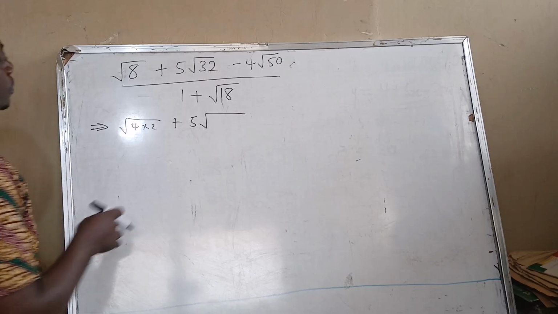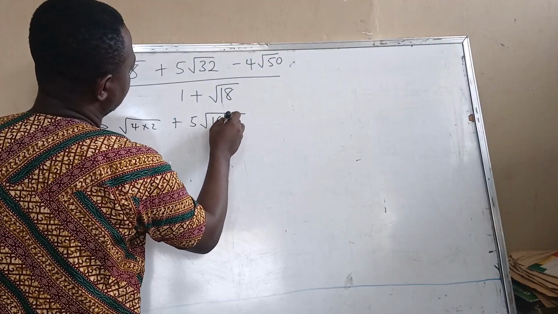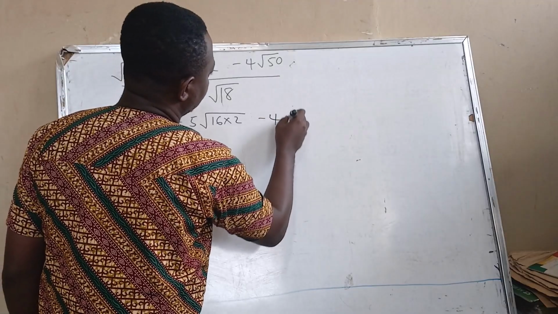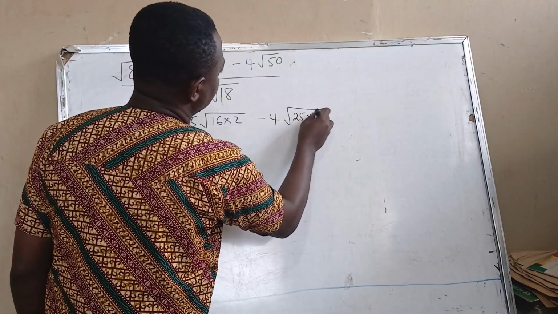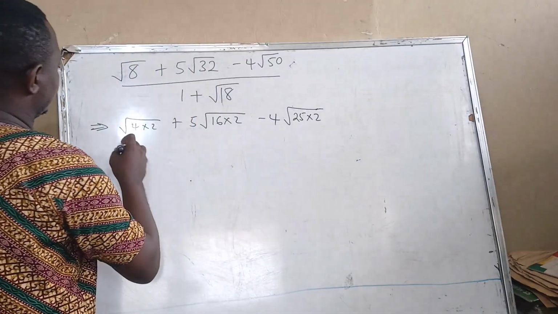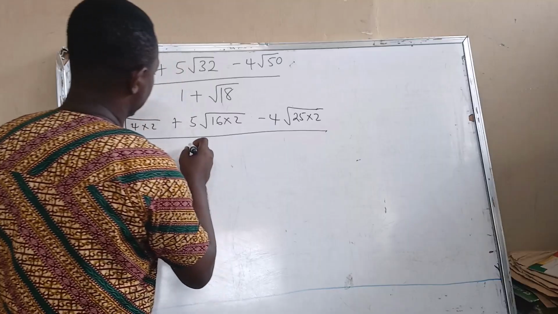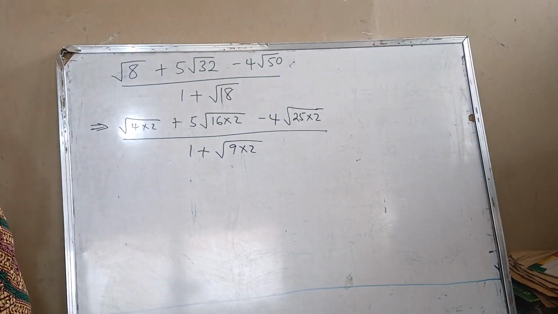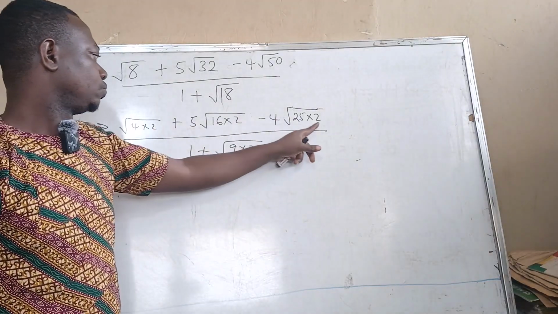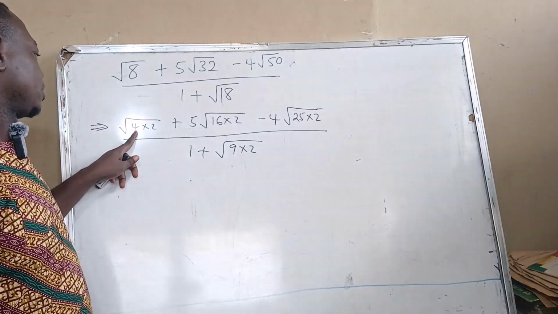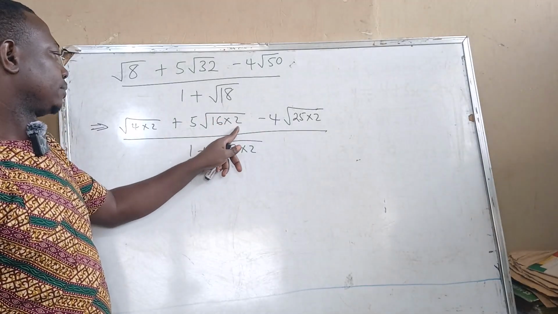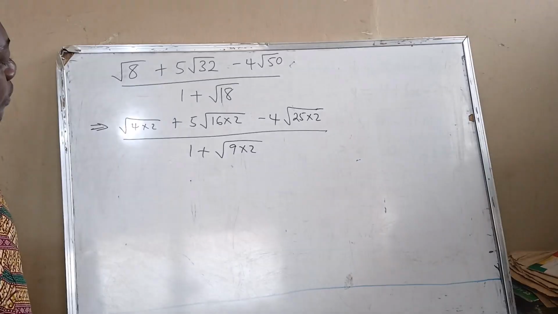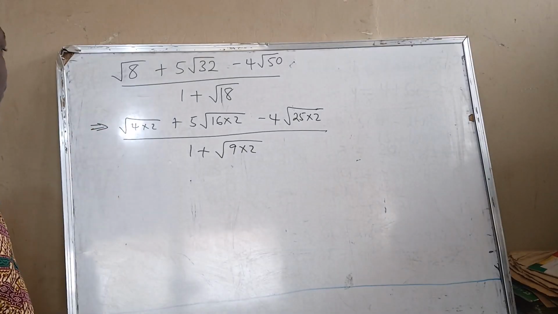16 times 2. And we have minus 4, remember, 25 times 2. That is 50. And we have 1 plus 18, which is 9 times 2. Now, have you noticed something? So we have 2, 2, 2, 2. It means we have a perfect square times 2, perfect square times 2, perfect square times 2, perfect square times 2. All right, so that is how these questions work.